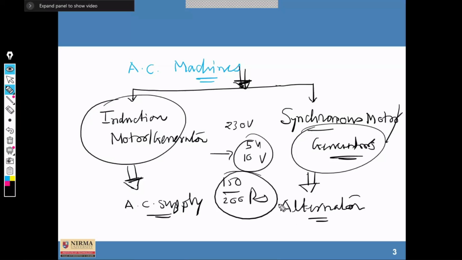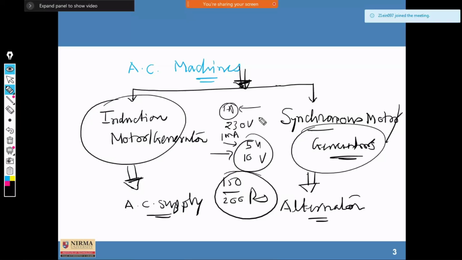Clear? But in large amount of current, if we want to convert from AC to DC, we need a lot of electronic component circuitries also. Because here the amount of current flowing through is 1 milliampere, maybe 1 ampere maximum through your charger.